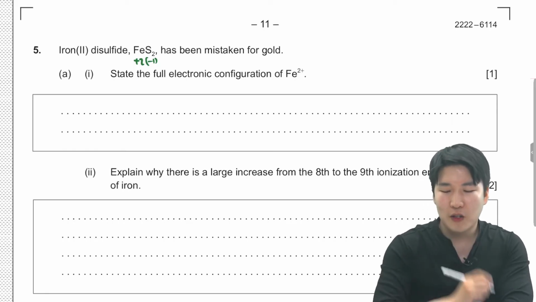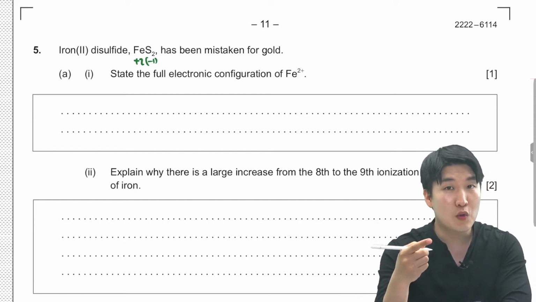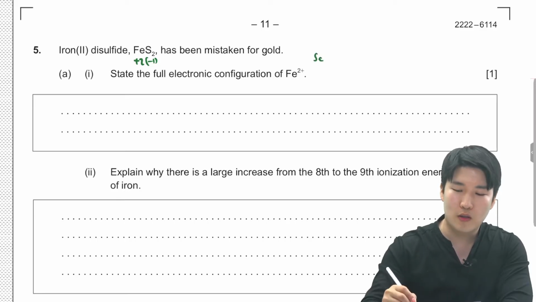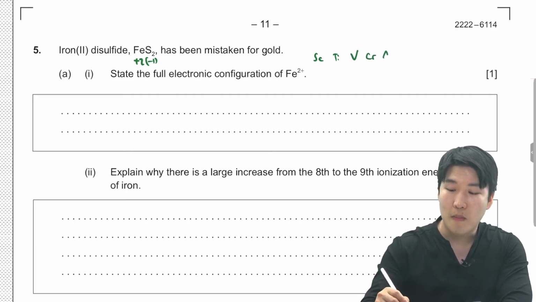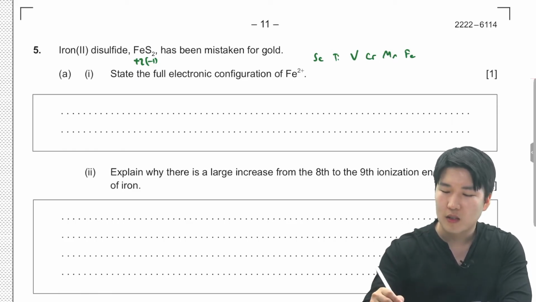The electronic configuration of Fe2 plus, but firstly, what's the electronic configuration of iron? Well, remember in D block, we have the sequence of scandium, titanium, vanadium, chromium, manganese, iron. That's where the iron is, the 6th 3D element. Then it's going to be cobalt, nickel, copper, zinc.